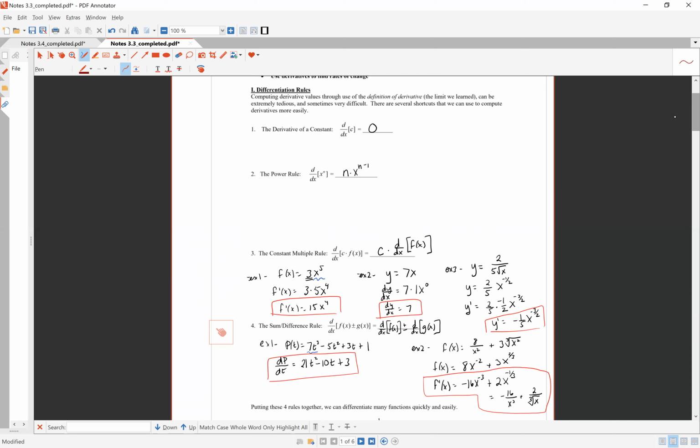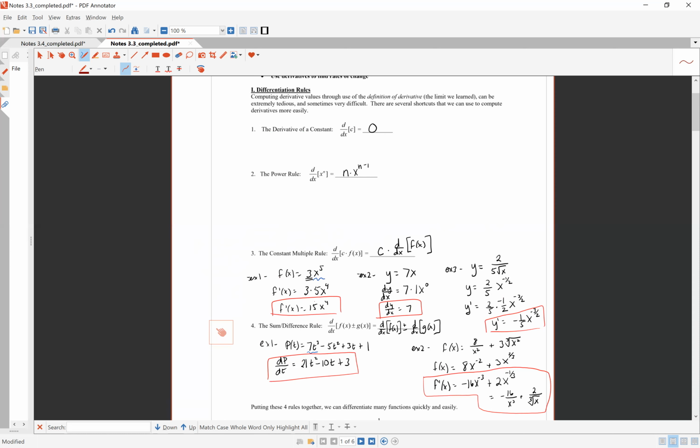Then the derivative of a constant times f of x is the constant times the derivative of f. So we can actually pull that constant out, right? So the derivative of c times f of x is c times the derivative of f, which is really quite useful. Here's an example. You want to take the derivative of 3 times x to the 5th. Well, it's just 3 times the derivative of x to the 5th, or 3 times 5 times x to the 4th, or 15x to the 4th.